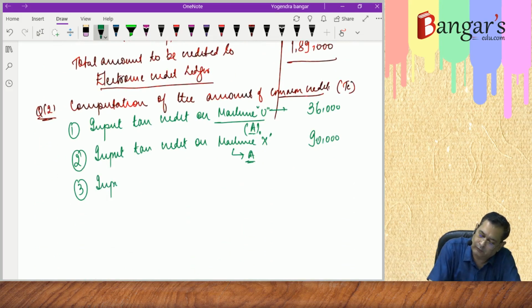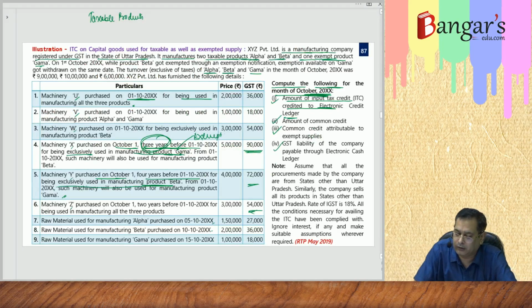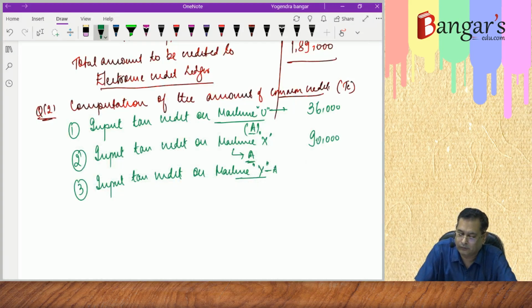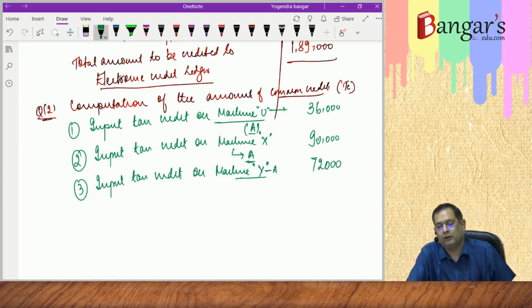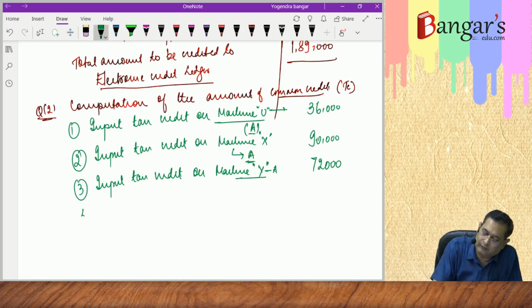Input tax credit on machine Y. How much amount of input tax credit was there in machine Y? 72,000. Earlier it was 72,000 minus 5% per quarter or part thereof reduction and balance amount.